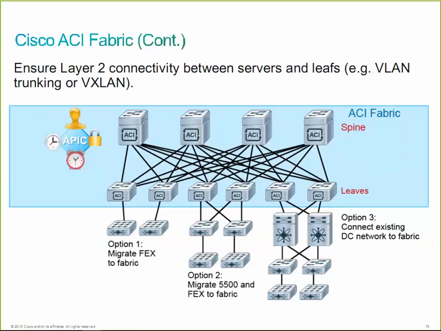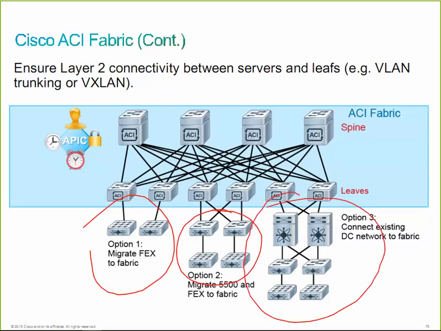Whichever option you choose, whichever design model you choose, you need to make sure that you have layer 2 connectivity between the host segment and the leaf so that we can benefit from that APIC managed services and those end-to-end services that the APIC environment is going to provide us, okay? This diagram gives you those options, right? We'll just migrate the FEXs over to the Fabric, migrate our 5000s and our FEXs over to the Fabric, or just connect our existing data center to the Fabric, all right?